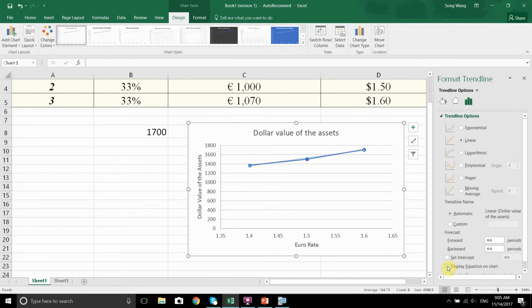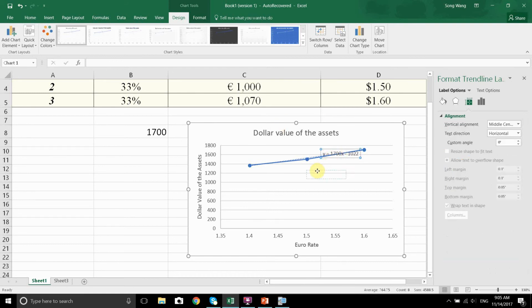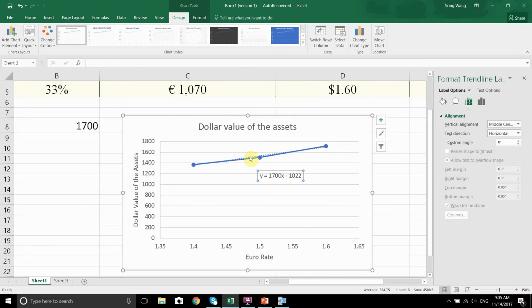Display the equation on the chart, and that equation is going to show you A and beta. All right, so basically that's it. Here, the twin line is represented by this blue dashed line. I'm not sure if you can see it, but I can see it.